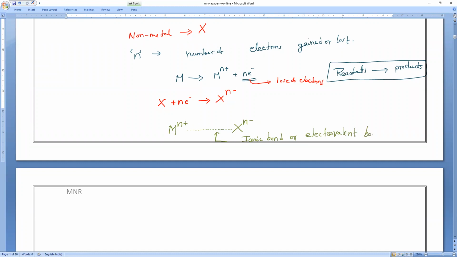Electrovalent bond. Harini, where is Johan? I asked you 3 times. Make it fast, guys. Understand, Mitakshri, how to represent? It's very important one. Yes.